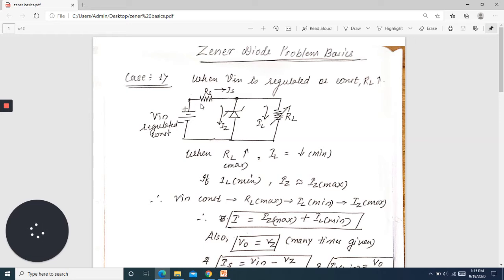Now there is one more resistance, Rs, the current limiting resistance, and its value is also very small, nearly equal to 100 ohm. So when Vin is regulated or constant, whatever the total current is, that is I, will be equal to what?